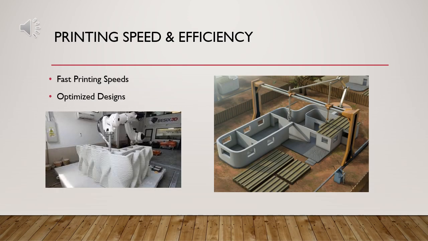Printing speed and efficiency. The speed and efficiency of the printing process can influence sustainability impacts. Faster printing speeds and optimized printing parameters can reduce the overall resource consumption and waste generation. Fast printing speeds can reduce the overall time and energy required for printing, making the process more efficient. Optimized designs. Designing parts with efficient geometries and support structures can improve printing efficiency and minimize material waste.